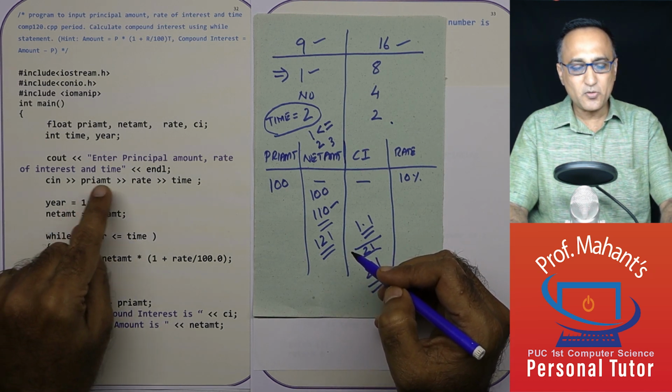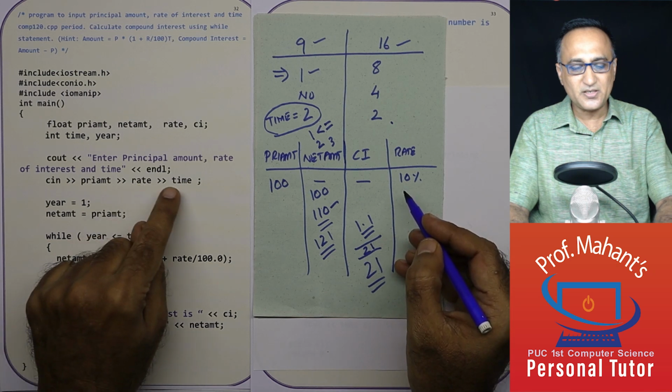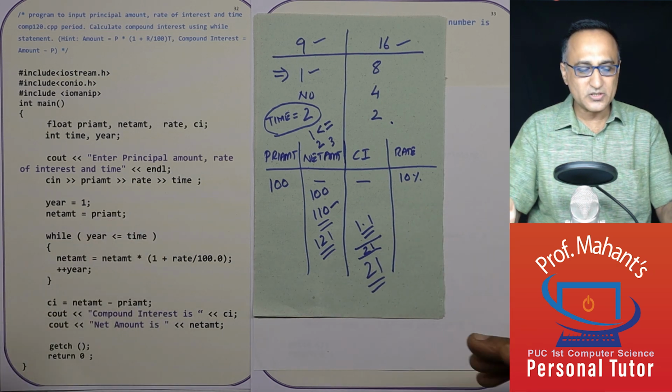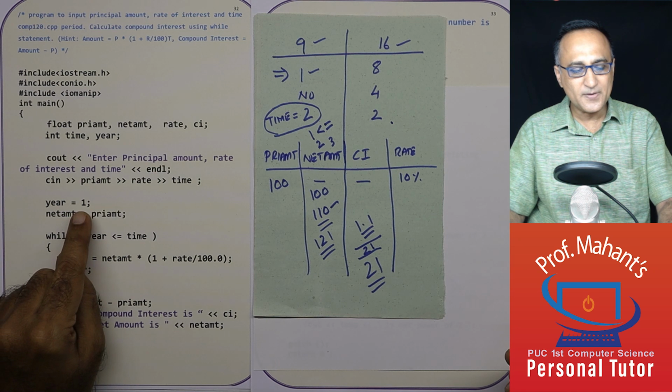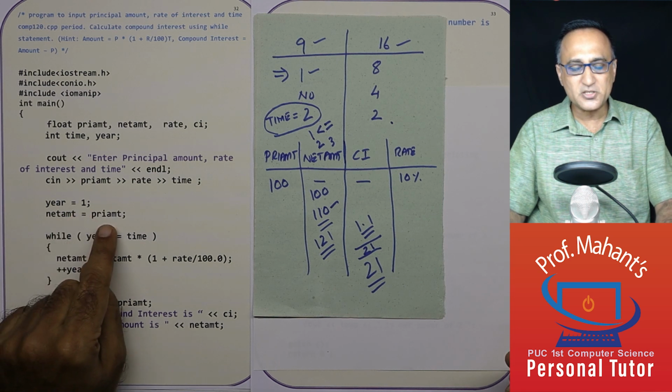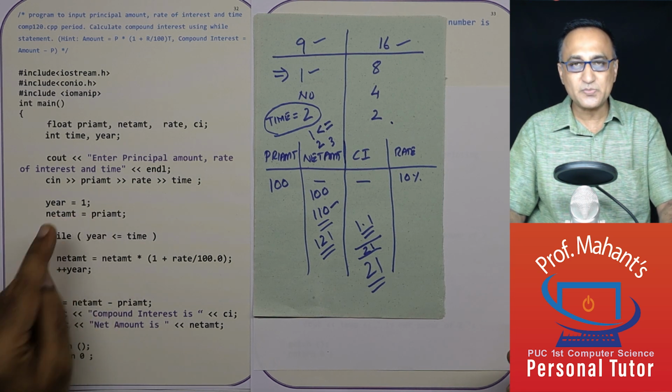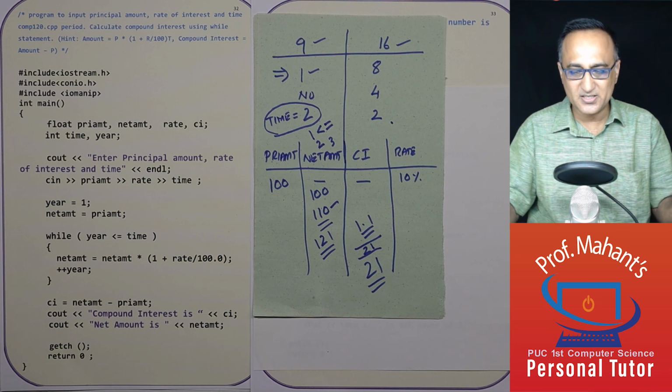This is the principal amount, this is the rate of interest, which is 10%, time is the number of years you are going to process. Be sure you initialize year to 1, and net amount should be assigned the principal amount. If you fail to do these two steps, you are not going to get the correct result.